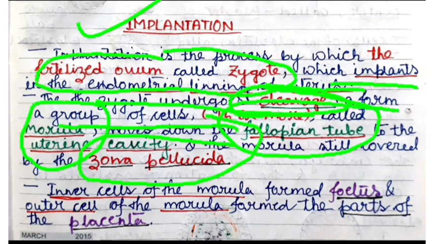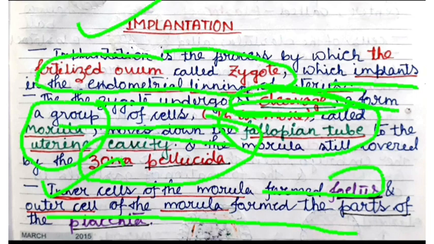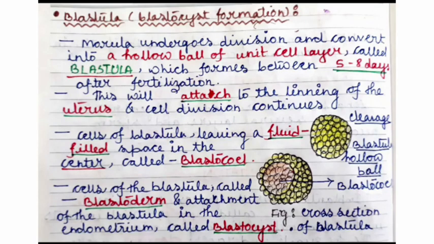The inner cells of the morula form the fetus, and the outer cells of the morula form parts of the placenta, which is a temporary endocrine gland that secretes many hormones, including estrogen, progesterone and HCG during pregnancy.